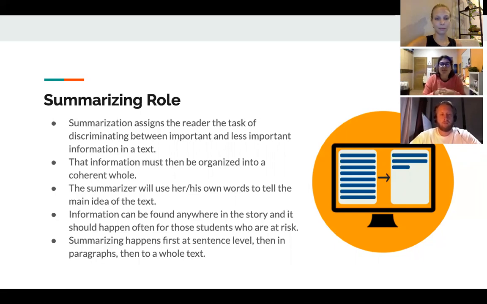The information can be found anywhere in the story, and it should happen often for those students who are at risk. And what we mean by students who are at risk are those who are lower level readers or English second language learners, or those who have trouble decoding words for young or early learners. And when you summarize for these specific lower level readers, you need to summarize more and more often so that they can retain the information and to promote reading comprehension.